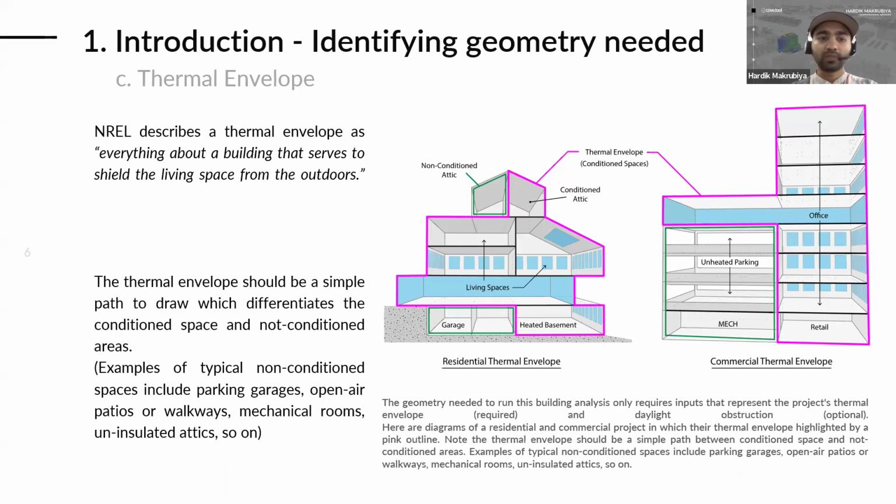Andrew describes the thermal envelope as everything about a building that serves to shield the living space from the outdoor space. So whenever you export your building for energy calculation, the only information that you need to send is whatever surfaces or geometry are part of your thermal boundary, which is a shield between conditioned space and the outdoor space. You are only supposed to send that information in for energy calculations.